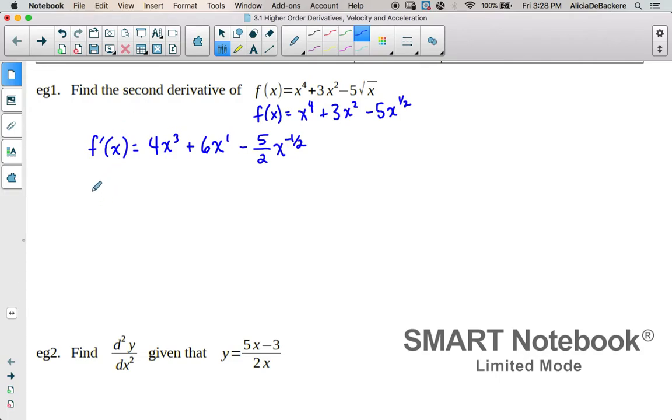And now I'm going to find the second derivative. So making sure that you've got the label correct on each line, which one are you looking at? And now I'm just taking the derivative of the derivative that we already found. So bringing the 3 down, multiplying it with the 4, subtract 1 from the exponent. Derivative of 6x is just 6, and then I'm going to bring the negative 1/2 out and multiply it with negative 5/2. So I get 5/4, and subtracting 1 from the exponent, I get negative 3/2. And then I'm just going to clean this up.